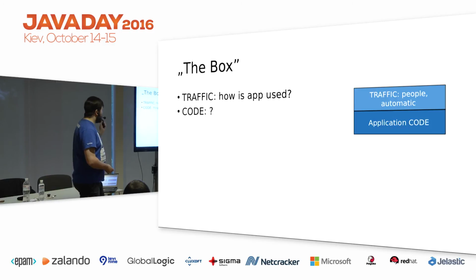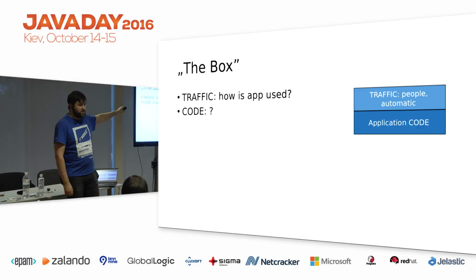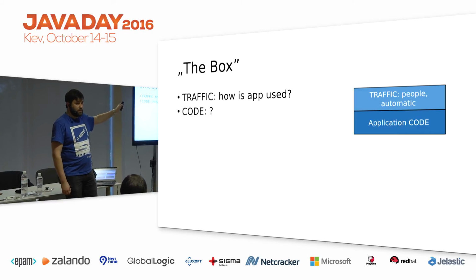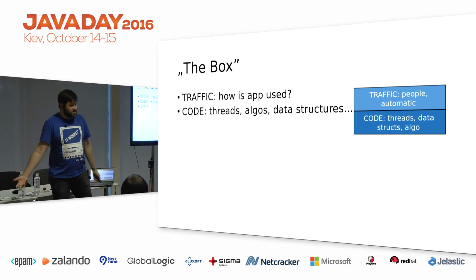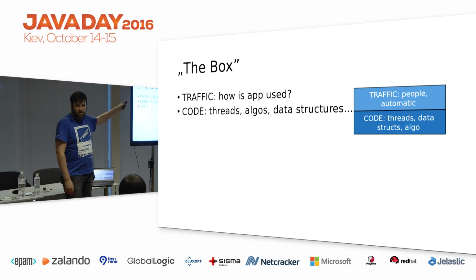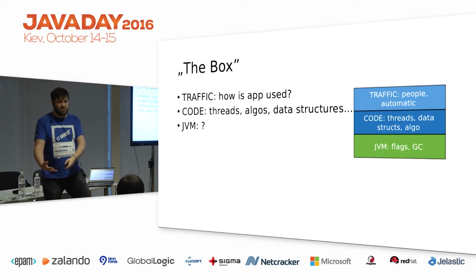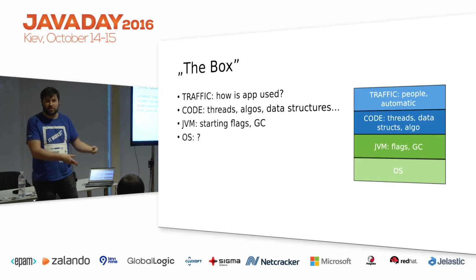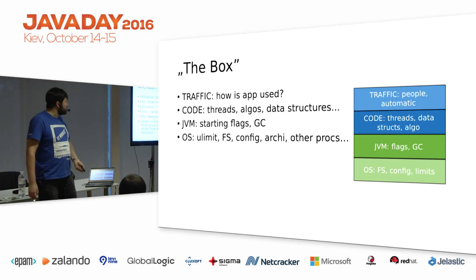Application code is the next. How you're actually doing your threads, your algorithm, your data structures. These are the key things that you need to know. Then you're going with the JVM flags, GC. This is what we were actually covering today. Then operating system, which is file system, ulimit, config, architecture, other processes which may eat your resources and interfere with your process. Virtualization, which actually we will not cover on such a short notice.